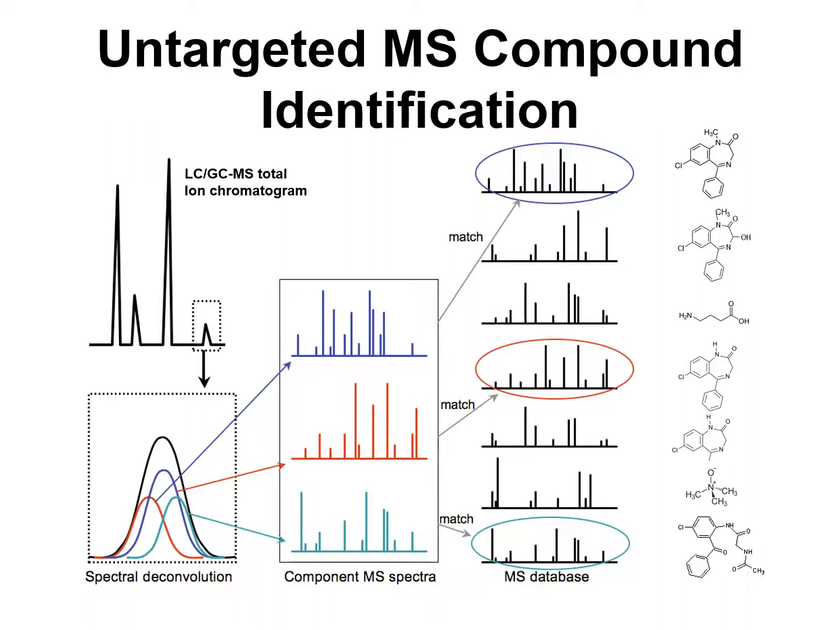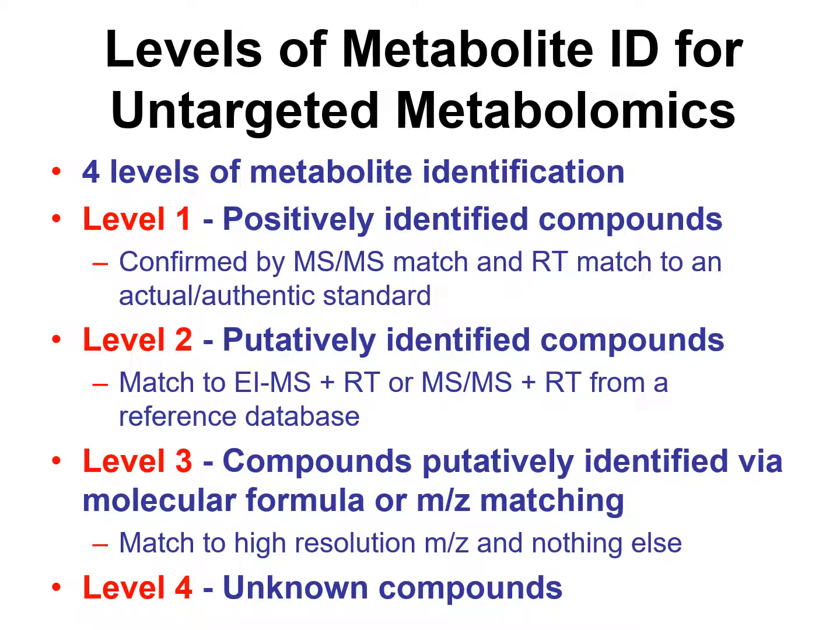Of course, all the spectra are tied to specific structures, and from there we're able to hopefully identify dozens, hundreds, even thousands of compounds. Now, the process for metabolite identification is often graded. The Metabolomics Standards Initiative, or MSI, came out in 2007 with these 4 levels of metabolite identification.